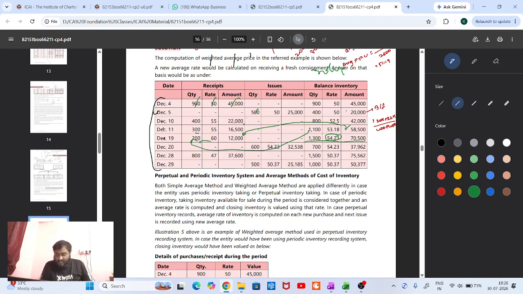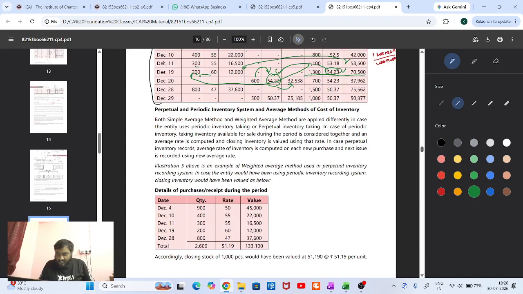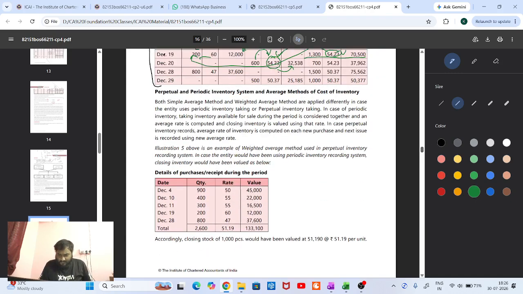Just draw these arrows with a pencil. If you do that, you will get this one. This is how you will do it. And 54.23 will be directly this for the selling price. Okay, this 600 into 54.3 equals 32,538. After you purchase again, this is what you do. Just use your brains for it.